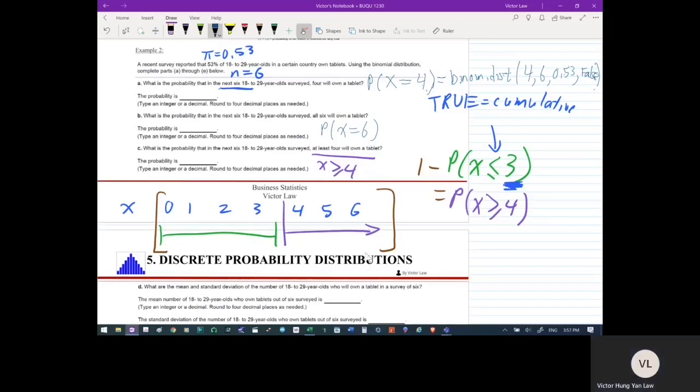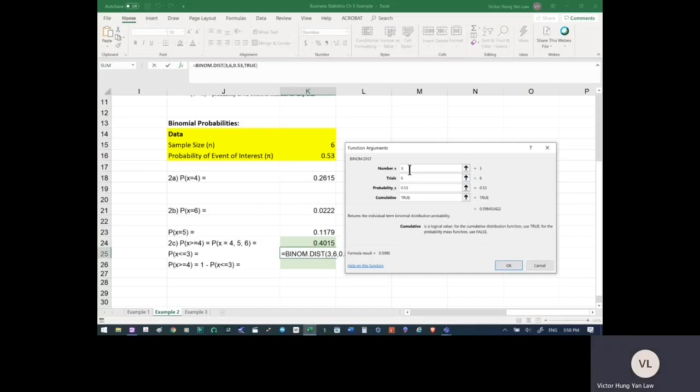So that's why when we want to find out the probability to the right of a certain value, we need to take 100% minus the probability to the left of that value. So again, if you put true for cumulative, that means we're taking the cumulative probability from the very left side, which is from 0 in this case, all the way to the x value, which is x equals 3. So once we understand this concept, we put a 3 for the x, trial is 6, probability is 0.53, and then we put true for cumulative because we're looking at the cumulative probability of x is less than or equal to 3.